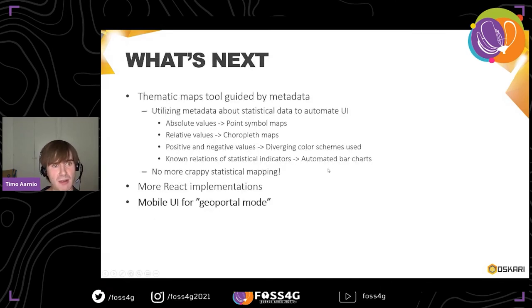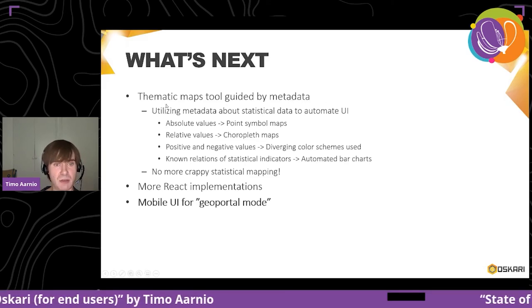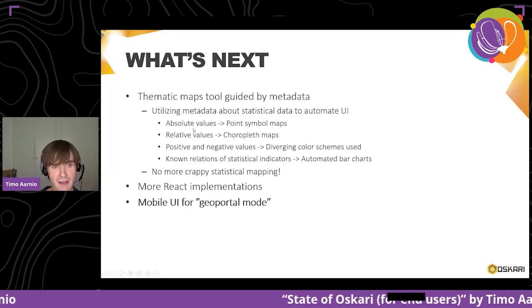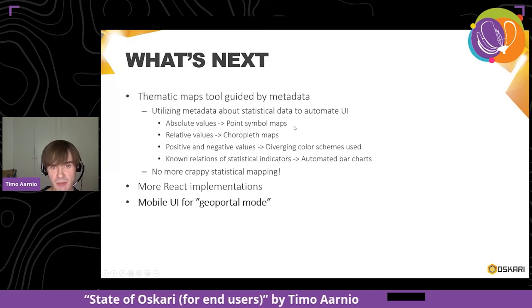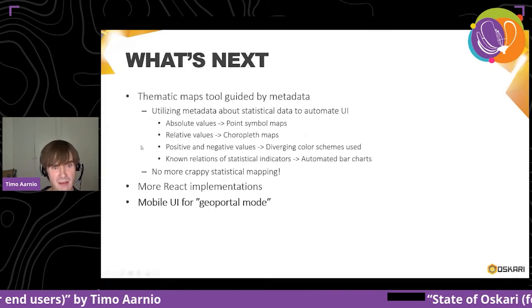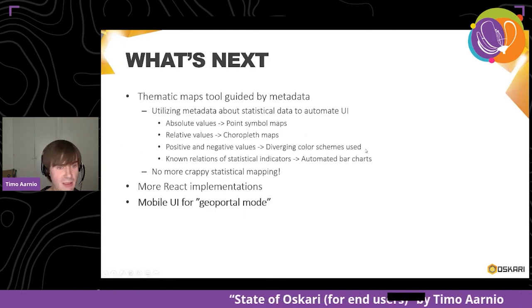Okay, what's next? This fall, we will be working a bit on the thematic maps tool by adding the possibility to use metadata about the statistical data so that you can automate the user interface. A couple of examples: if you know that your statistical indicator has absolute values, you should use point symbol maps for visualization. If you know that they're relative values, you can use choropleth maps. If there are positive and negative values, you can use a diverging color scheme.